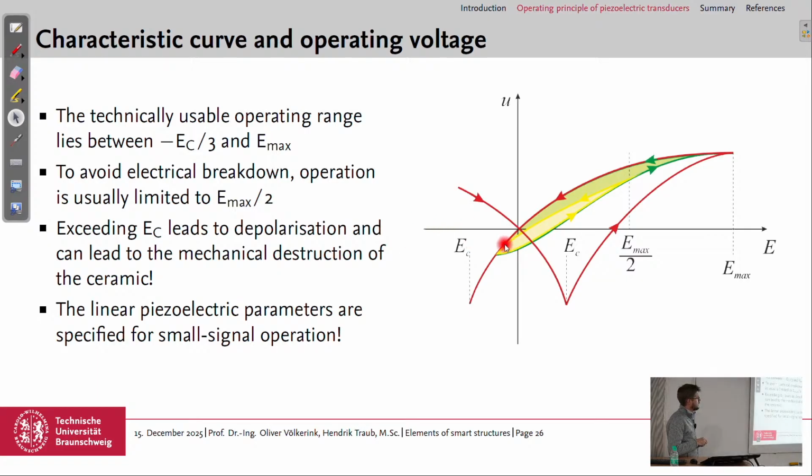So what do you think is this area between these hysteresis curves? What could it stand for? Energy density? Yeah, so it's a measure of loss. So the larger the area in this hysteresis, the higher is the loss, for example, due to heating of the ceramic material.